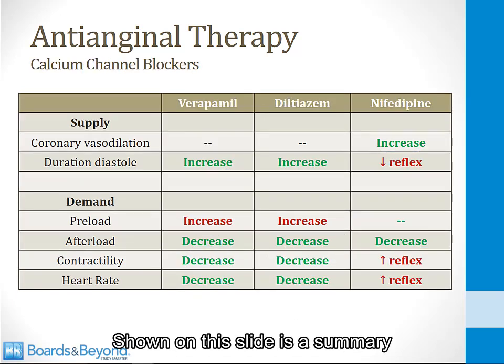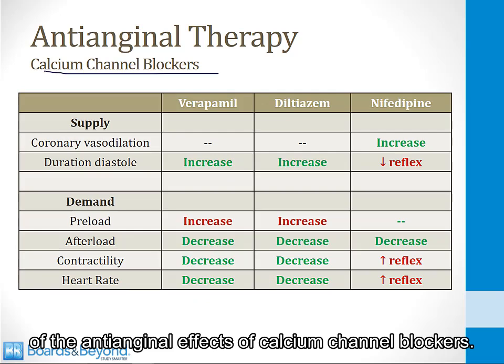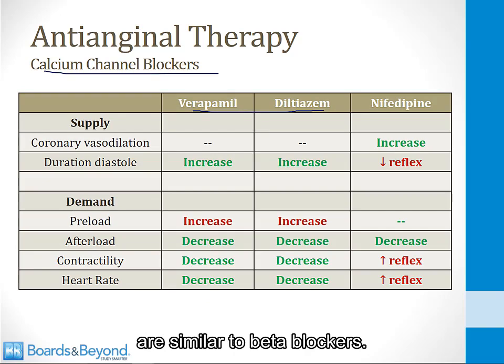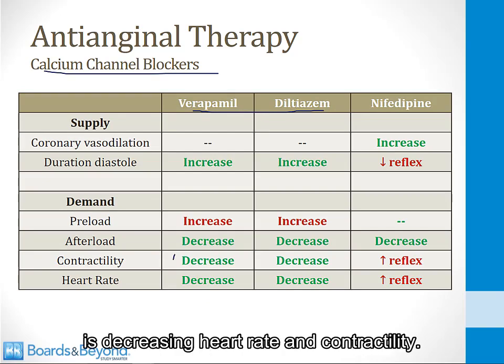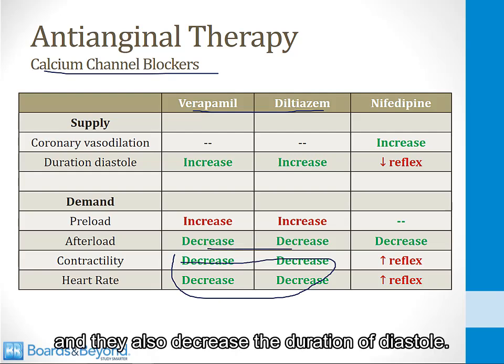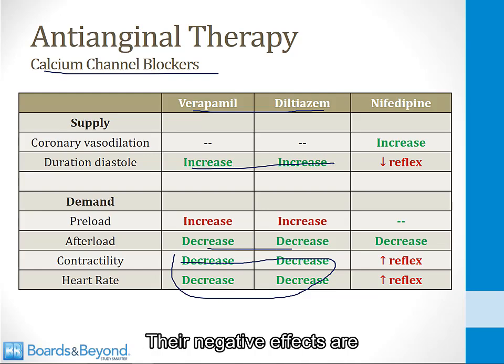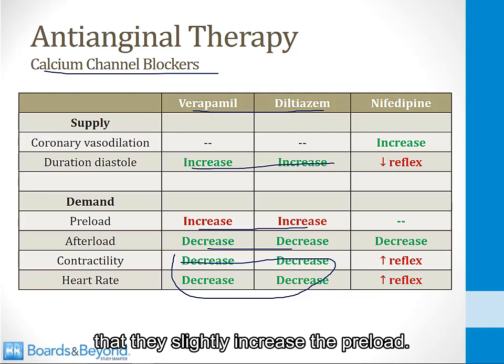Shown on this slide is a summary of the antianginal effects of calcium channel blockers. So remember that verapamil and diltiazem are similar to beta blockers. Their major mechanism of benefit is decreasing heart rate and contractility. They also lower the afterload and they also decrease the duration of diastole. These are all beneficial effects in angina. Their negative effects are that they slightly increase the preload.